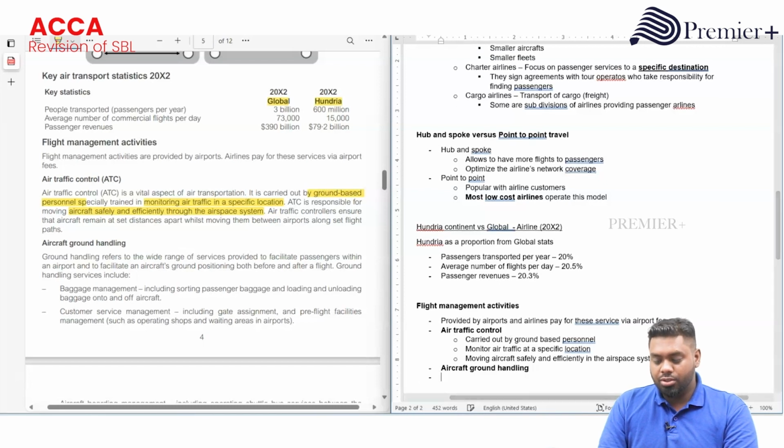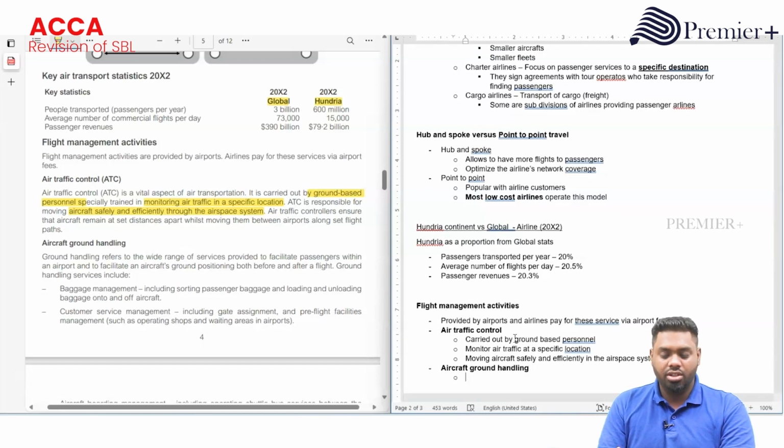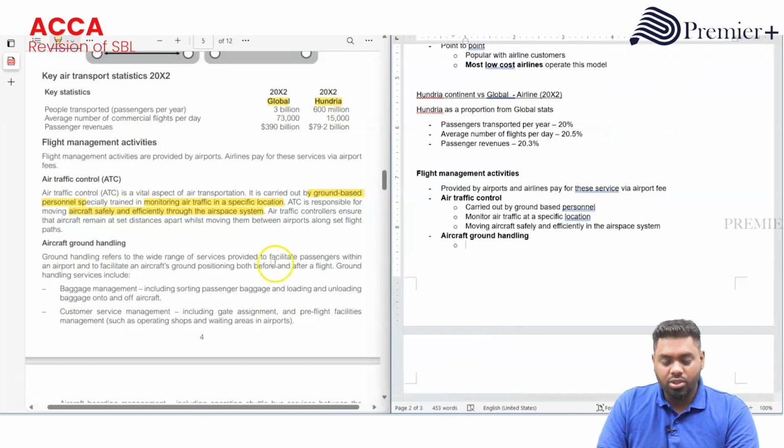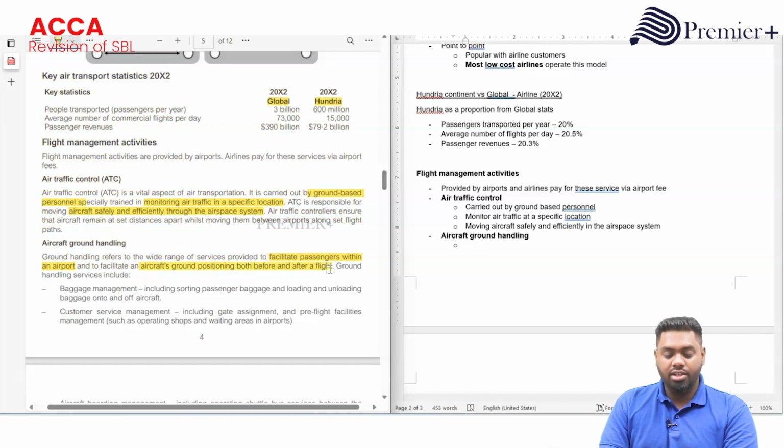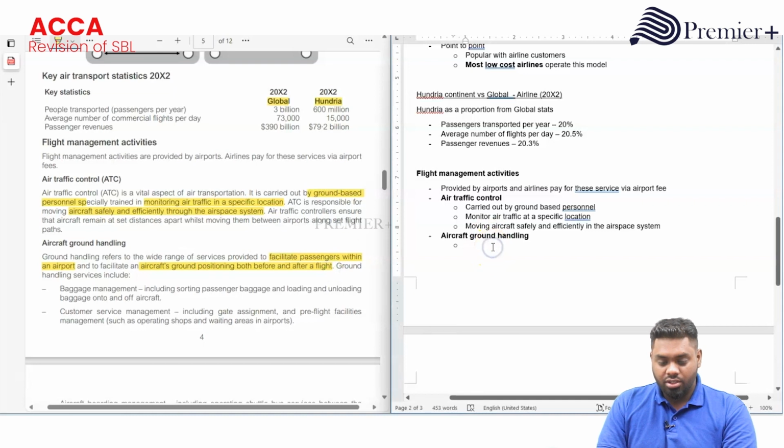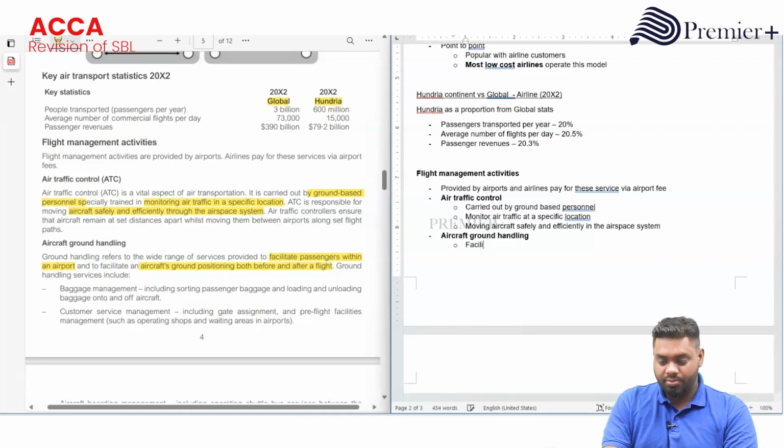Good. In terms of aircraft ground handling, what are the tasks? What do they do? Ground handling refers to the wide range of services provided to facilitate passengers within an airport and to facilitate an aircraft's ground positioning both before and after a flight. Ground handling services include, so this is basically to facilitate passengers within an airport.